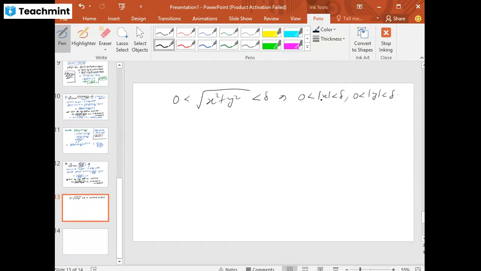Right? Now, again, we consider mod of x cube plus y cube upon x square plus y square. Now, in this case, x square plus y square is in the denominator, and we already have the condition that x square plus y square is less than delta. But it is in the denominator. That means if we take the reciprocal of this term, then it is in the greater than form. But we are expecting the expression in the less than form, right? So in that case, it is not an easy task.